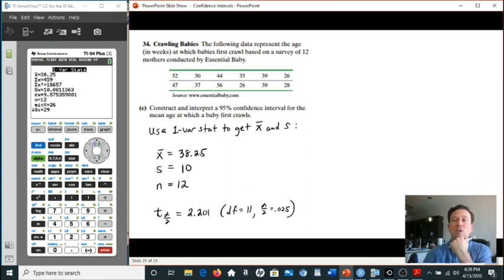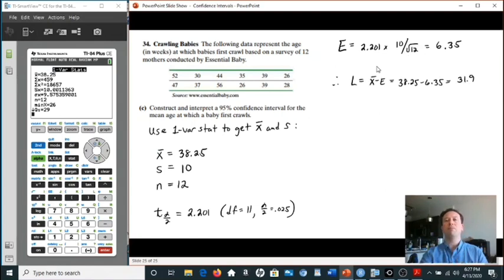So then the next thing you have to do is get your t-score from the table, Table 7. Remember that the row is n minus 1, so 12 minus 1 is 11. Alpha was 5%. You're dividing that by 2, which gives you 0.025 for the column number. All right, so therefore 2.201 is the t-score. Now the margin of error is the t-score times s divided by the square root of n. And that gives you 6.35.